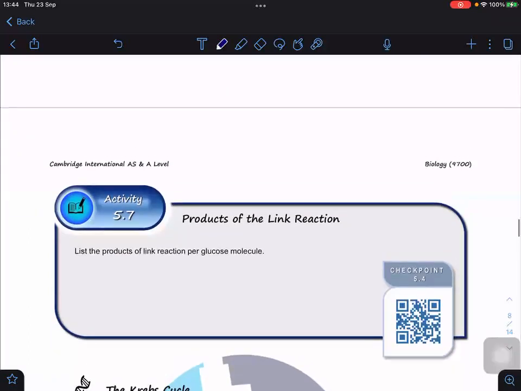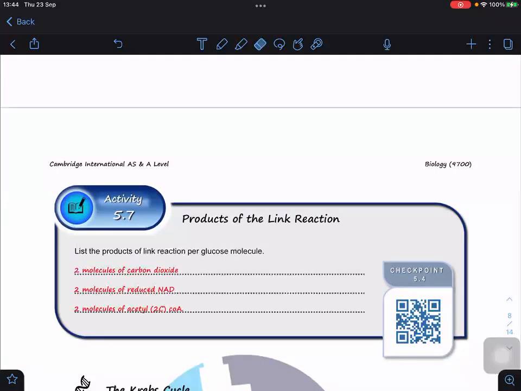So list the products of the link reaction per glucose molecule. Per glucose molecule, we are going to have 2 molecules of carbon dioxide, 2 molecules of reduced NAD, and 2 molecules of acetyl coenzyme A. I put 2 carbon because 2 carbon refers to the acetyl group, because coenzyme A has more carbon atoms. Are you clear? So I will summarize it later.